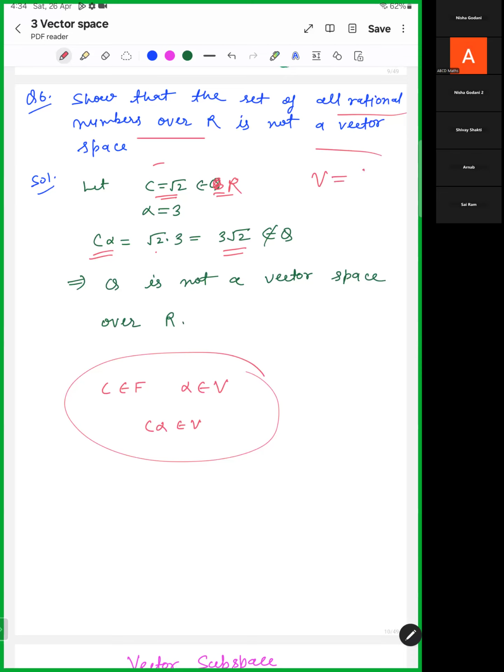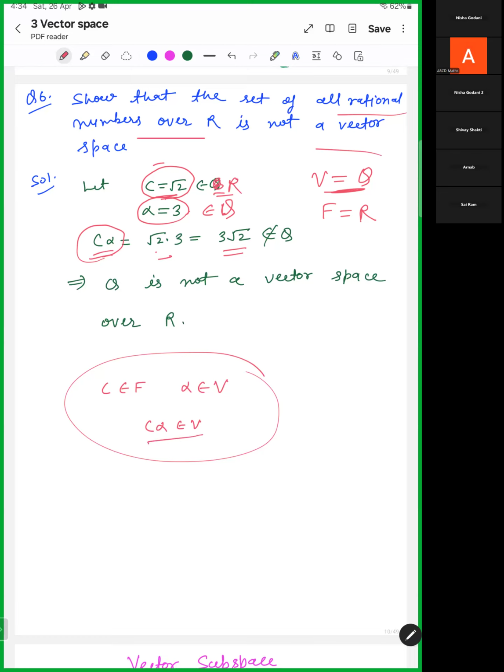Actually here V is Q and F is R. The field is R, so we have to take the scalar C from R, from the field. So I have taken C as root 2 and alpha as 3, which belongs to this vector space, the set Q. Then C into alpha is 3 root 2, which does not belong to Q.